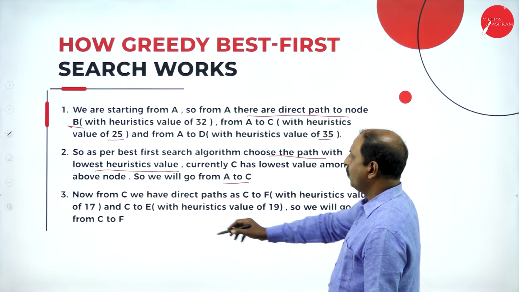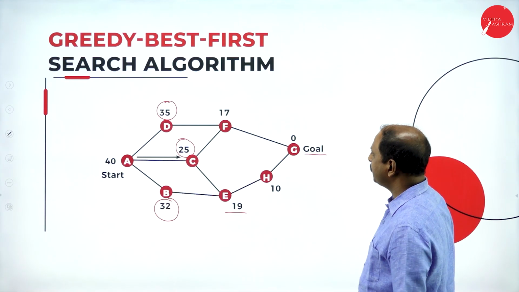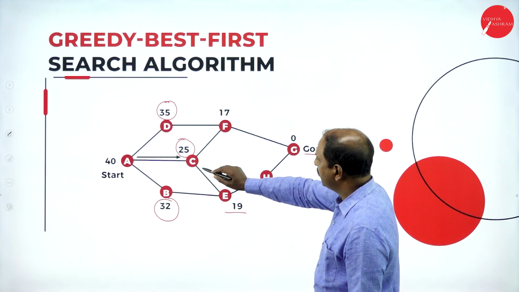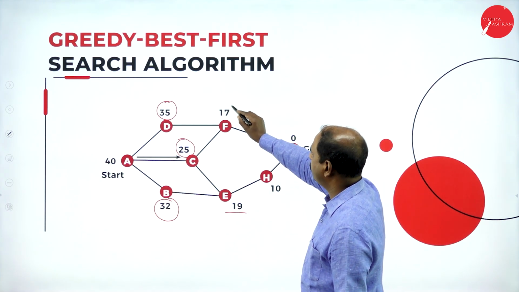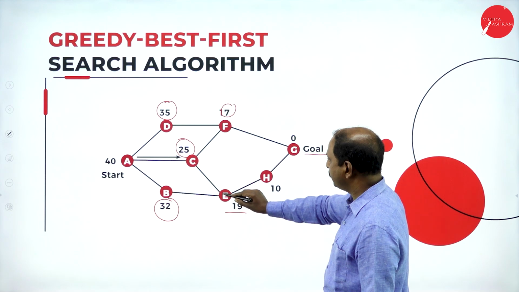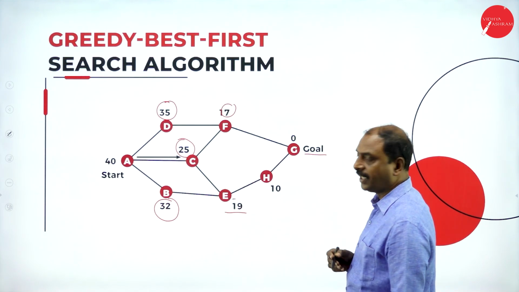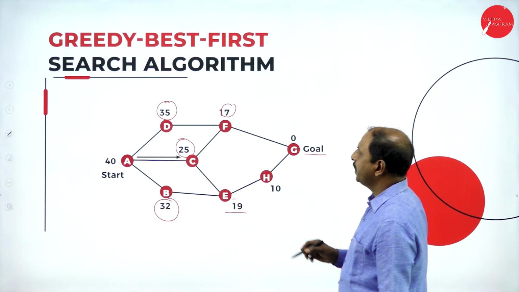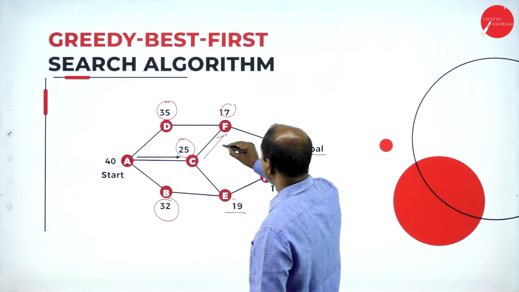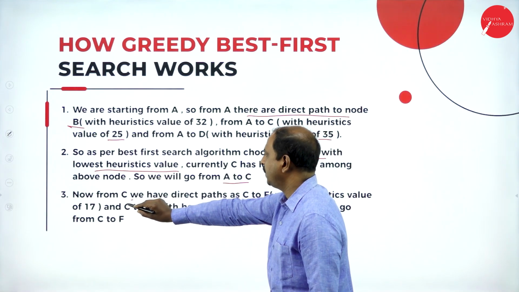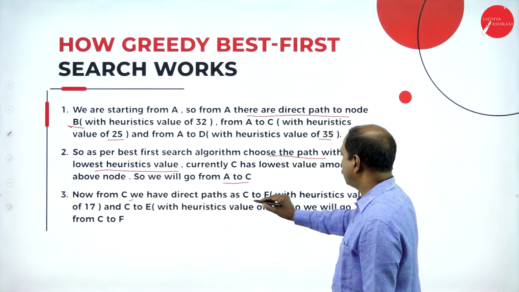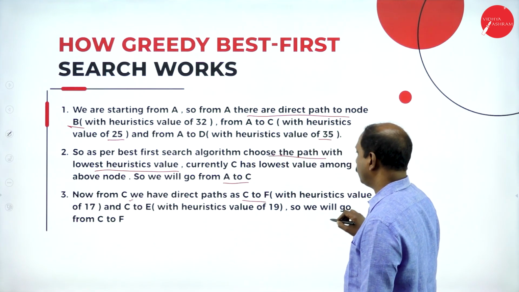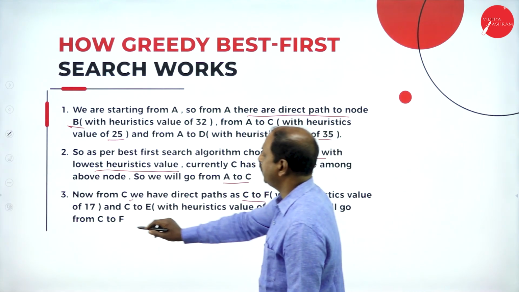Now the next one is from C. Now let us see the next path here. From C, there are two possible paths. There is C to F with the heuristic value 17, and C to E with the heuristic value 19. So out of 17 and 19, 17 is the lowest value. It takes this path from C to F. See, from C we have a direct path C to F with the value 17 and C to E with the value 19. So it takes the path C to F.